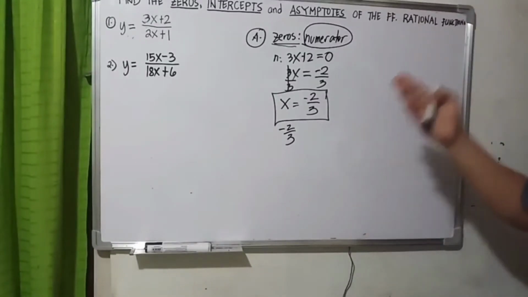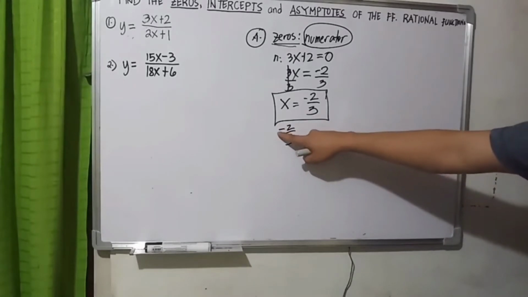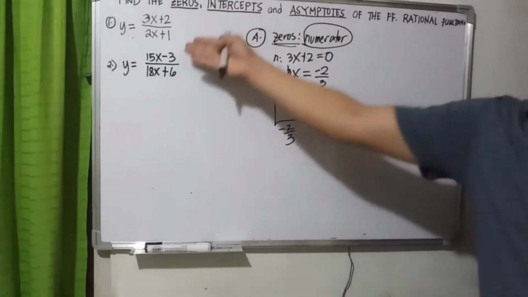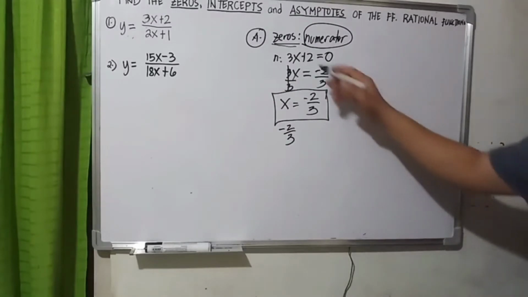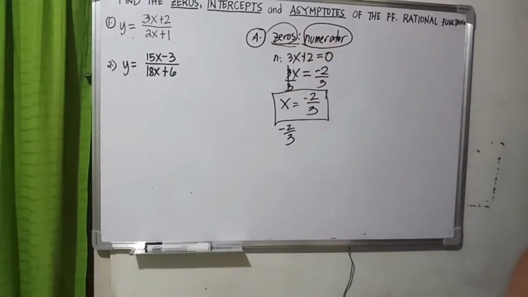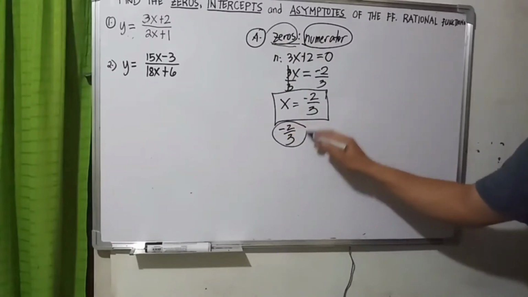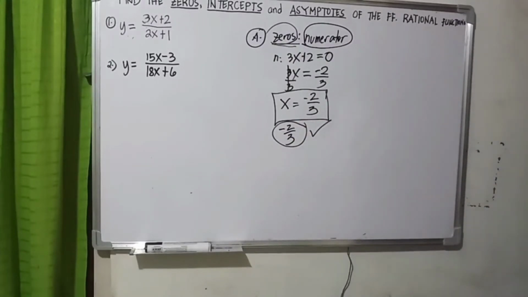So, the zero of that given function is negative 2 over 3. Why? Because if we substitute negative 2 over 3 sa equation, it makes the rational function equal to 0. So, ito na yung sagot natin. That is negative 2 over 3. Okay? Next.